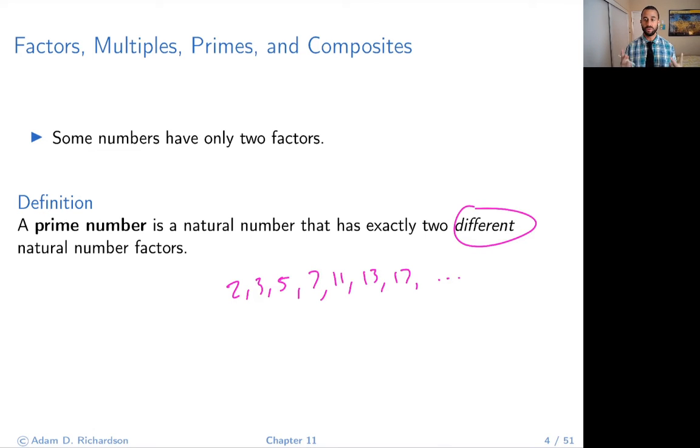So they only have 2 factors. And we say that there's 2 different factors because we want to exclude the number 1. We don't really want to say that 1 is a prime number, right? Because you could write 1 as 1 times 1.